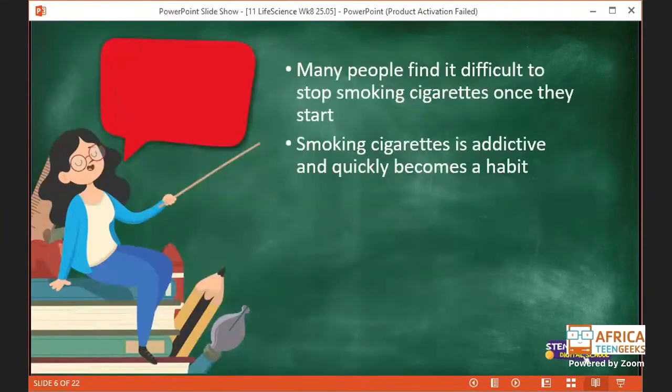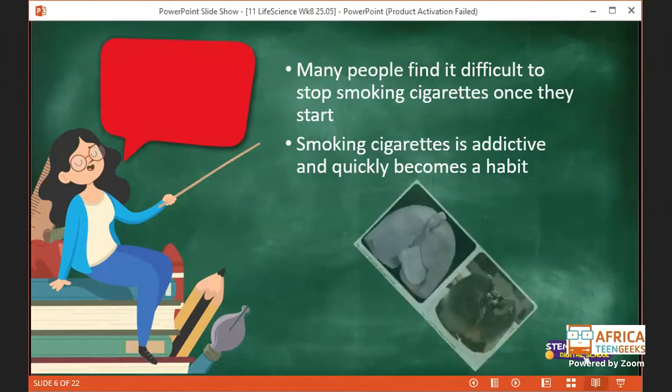Firstly, we know that many people find it difficult to stop smoking cigarettes once they have started smoking. That is because it is very addictive and it quickly becomes a habit. So that is why we are discouraged from starting to smoke, especially at a young age, okay?